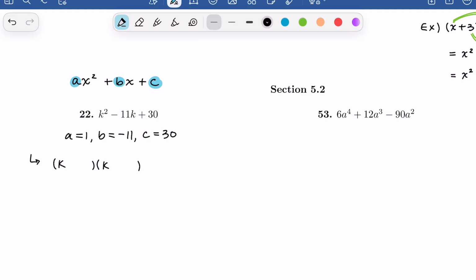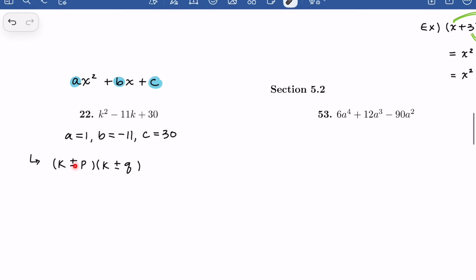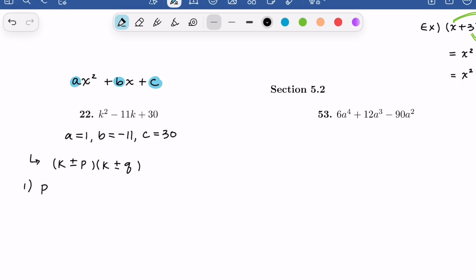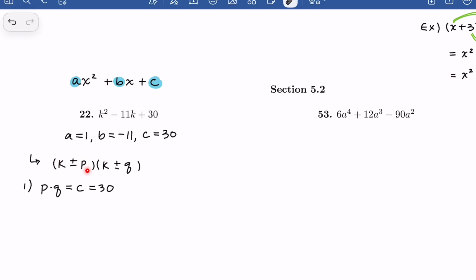Now our second step is figuring out what values go here. What I'm going to do is introduce some placeholders. I'm going to call them P and Q. I'm using this plus or minus here because I don't know what sign I need yet. As you know, when we FOIL these guys out, the signs come with us. Now there's two requirements to find P and Q. The first is that the product of P and Q must give us our C value, or 30. We know this is the case because when we FOIL these guys out, our last term is going to be the product of these two.